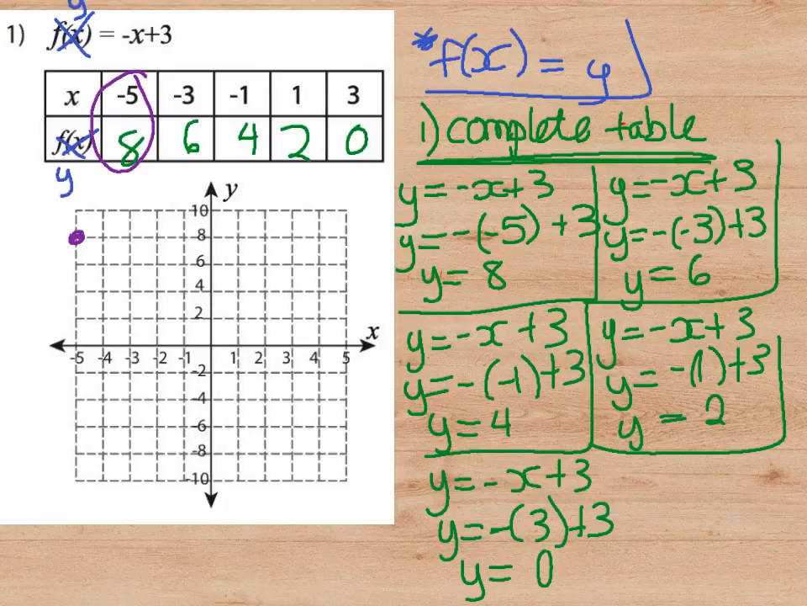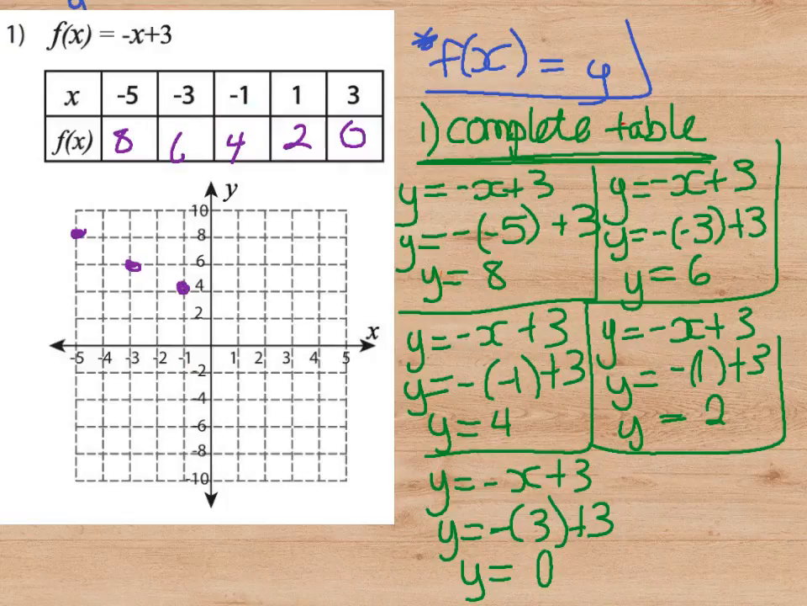Next, when x is negative 3, y is, let me just redo that, sorry about that. My program is rather sensitive. 6, 4, 2, 0. We've already plotted this point. When x is negative 3, y is 6. So negative 3, 6. Over here we have a point right here. Then when x is negative 1, y is 4. So negative 1, 4. Here we go.